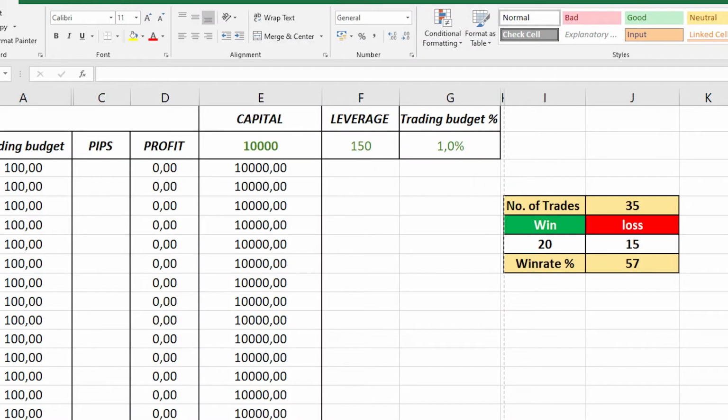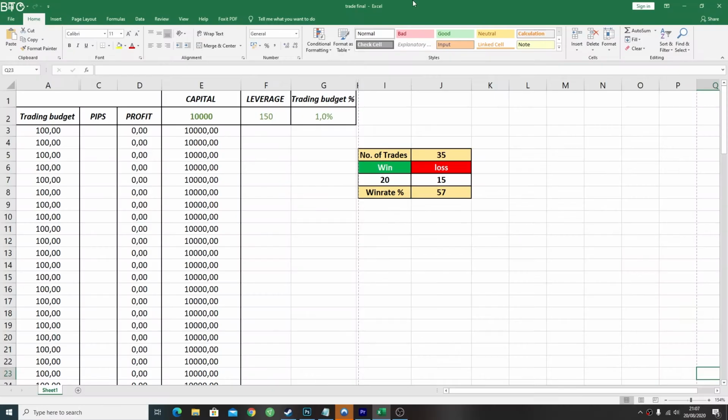For this backtest, I'm going to start with a capital of $10,000. And every trade, I'm using 150 times leverage. But I'm only trading with 1% of my capital per trade so that I would not blow up my account. This means that I would only risk 1% of my capital per trade. This Excel sheet also automatically counts your new capital after you trade.